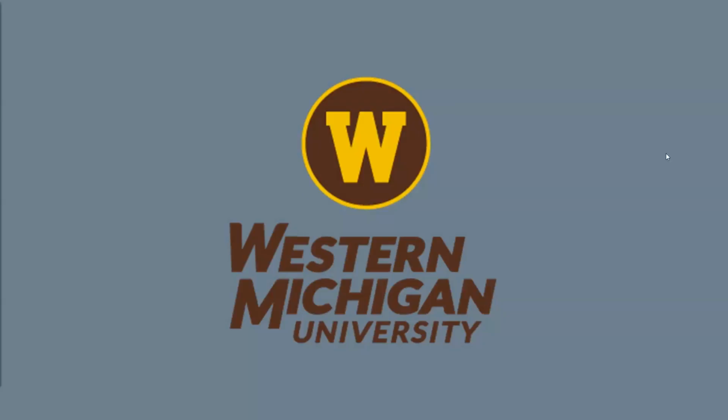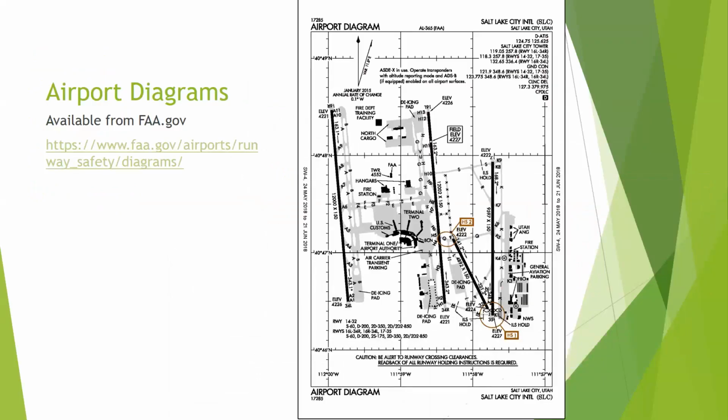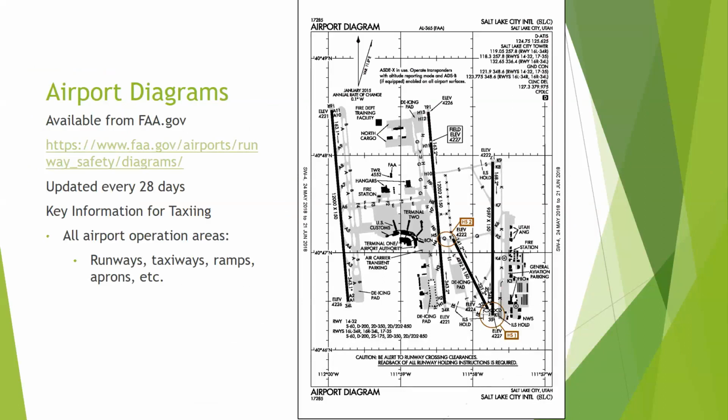Going back to our slides. They're updated every 28 days. That's where that effective date comes in. When I made the slideshow originally, it was back in 2018. I've updated since then, but that one was 24th of May 2018 to 21st of June 2018. So that would no longer be a valid diagram that you could use. It's outside the effective date. They're updated every 28 days, so make sure you have the current diagram.